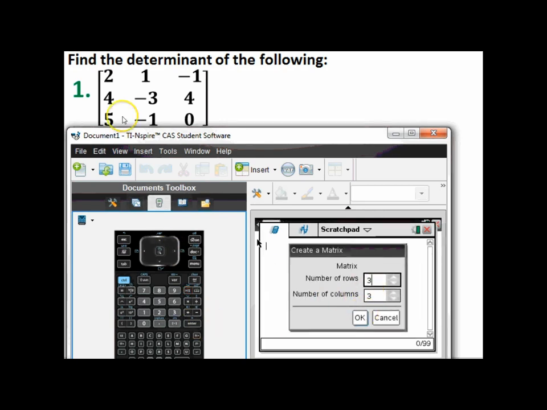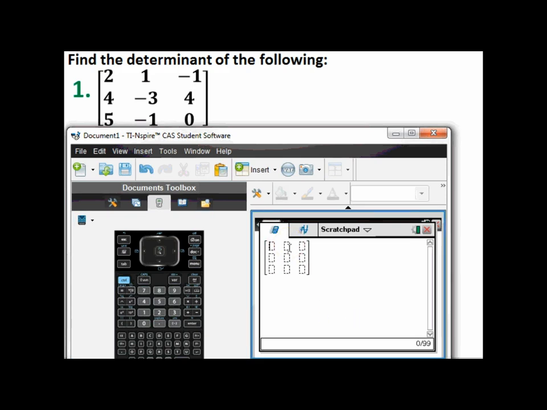And then the number of rows and columns. This one is a 3x3, so I'm okay. If you need to change it, go up or down here, depending on which one you have. When you're done, hit OK. It creates a 3x3 matrix. Now what I'm going to do is input each one of these numbers into their correct location.